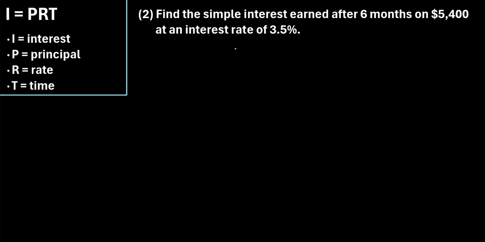This one says, find the simple interest earned after 6 months on $5,400 at an interest rate of 3.5%. So again, we're trying to find the simple interest. So what we can say is I is equal to P, the principal. So what did we start with? We started with 5,400. So let's write that. 5,400. We're multiplying that with R, the interest rate. So we're told that's an interest rate of 3.5%. So as a decimal, that's 0.035. And then we're multiplying that by T, the time.